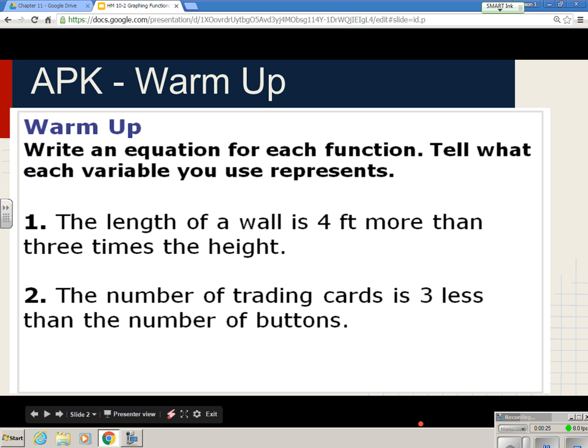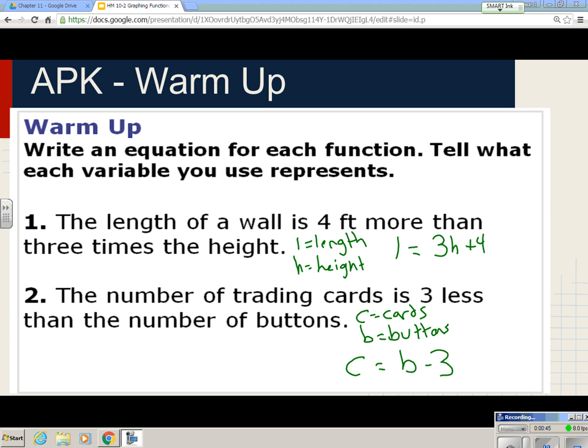Here's your warm-up today. What I want you to do is write an equation and tell what the variables represent. You don't need to answer it. You just need to write an equation and tell me what your variables represent. So go ahead and do these two and then come back. Remember, there might be some variation in what I have compared to what you have.